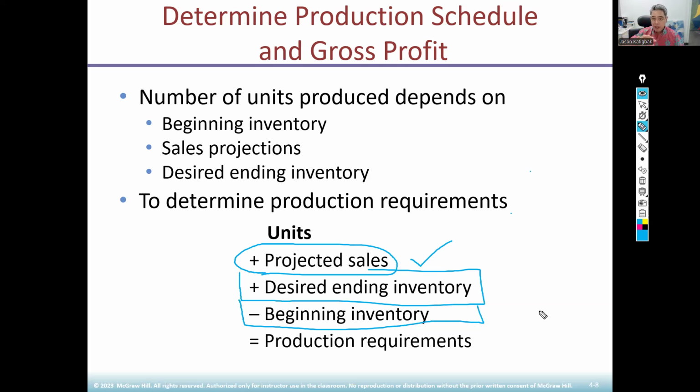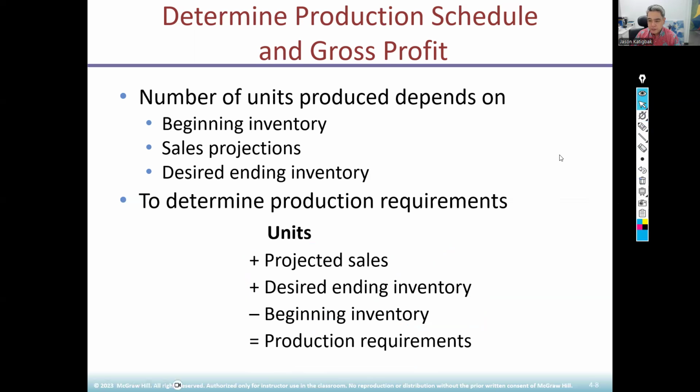So think about it this way. If I have projected sales plus the ending inventory, that's the goods that I would want to produce. But because I have a beginning inventory, let me deduct that. This is the only quantity, the production requirement, that I need to produce this period of time. So logically, it does make sense, right?